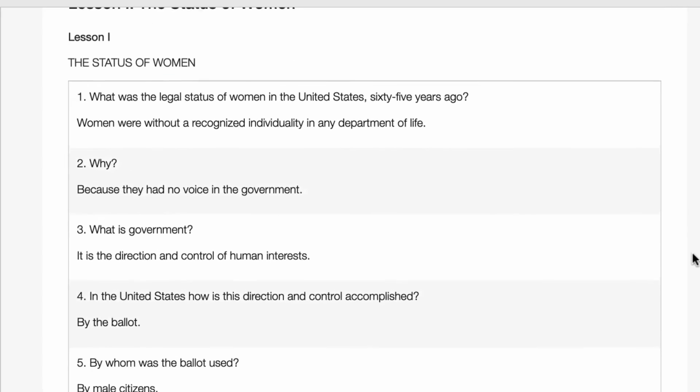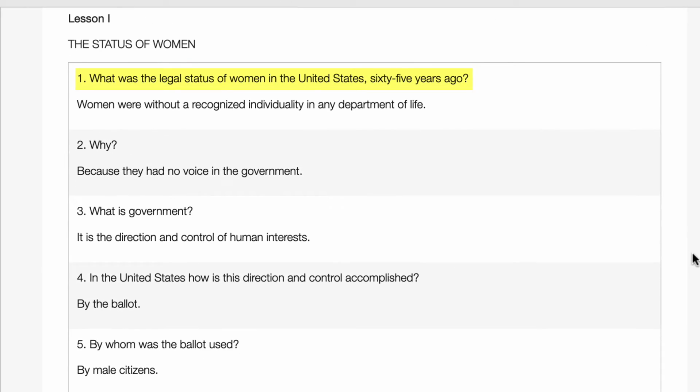It says, "What was the legal status of women in the United States 65 years ago? Women were without a recognized individuality in any department of life. Why? Because they had no voice in the government. What is government? It is the direction and control of human interests."